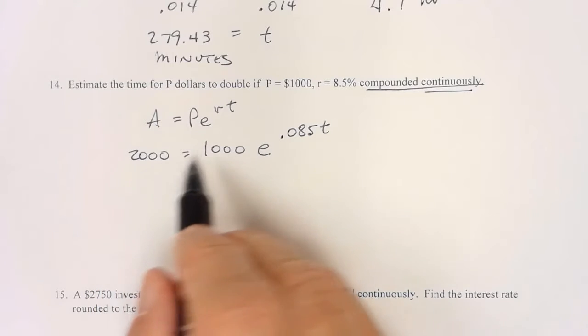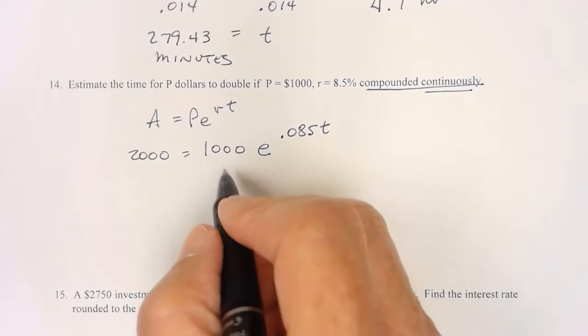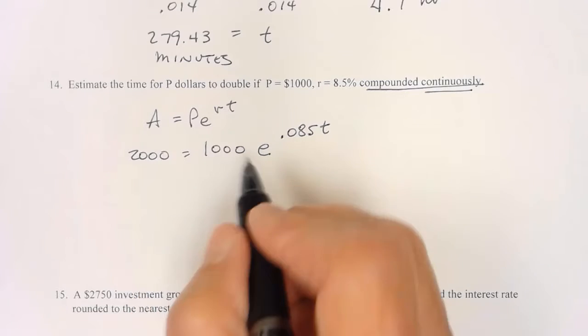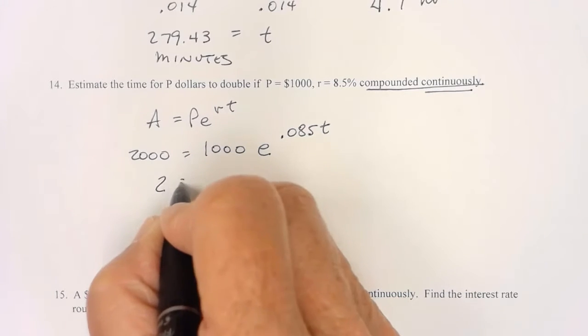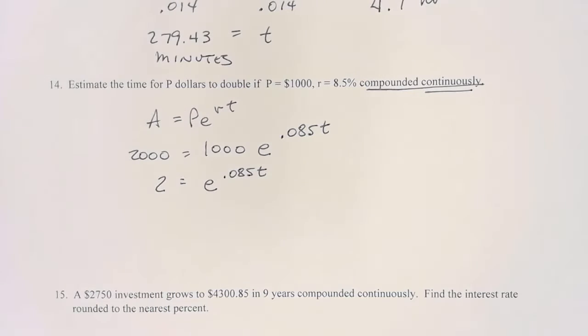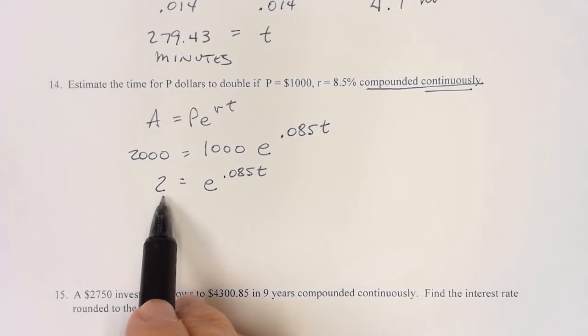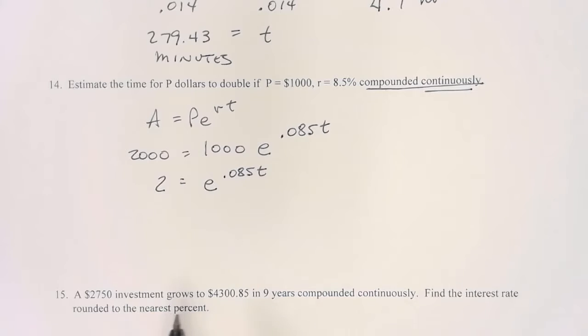Now on this, they really do not have to tell you what the investment is, because I have to, again like before, isolate my base to the unknown. And if I divide both sides by 1,000, I end up with that. So if they ask you to estimate the time for P dollars to double, compounded continuously, then it's always going to look like this: 2 equals e to the whatever the interest rate is. If they asked you to triple, it'd be a 3 there.